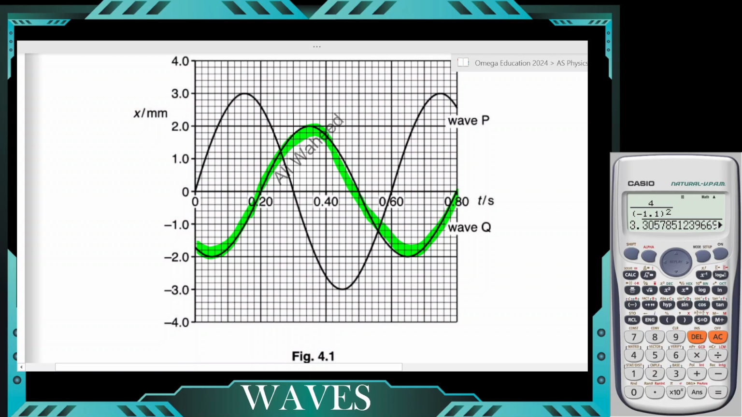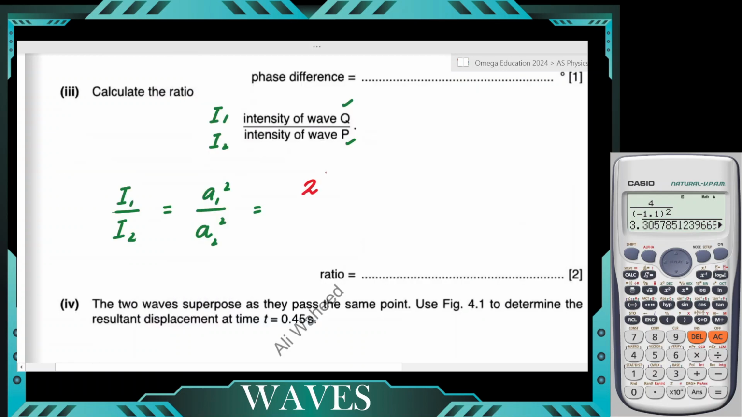Either you can write with the positive sign or with the negative sign, doesn't make any difference. The amplitude of the wave Q is 2 millimeters. So A1 equals 2 millimeters. Okay, yes, this one is 2 millimeters for the wave Q, and for the wave P it is 3 millimeters. So A2 would be 3 millimeters. So 2 square divided by 3 square, it would be 4 divided by 9, and if you hit it on the calculator you get 0.44. And for the ratio we don't write any units.